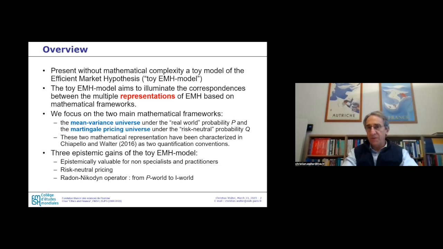So what I would like to do is show the way of moving from the old framework to the new framework, because this could be useful for non-specialists and non-experts to understand precisely what is embedded in the notion of the efficient market hypothesis. This is the main objective of the paper.